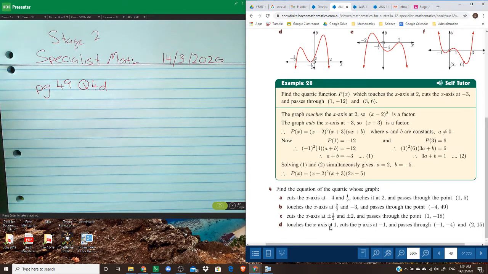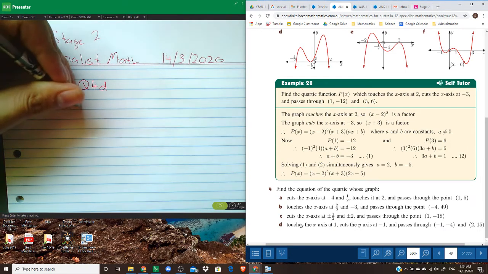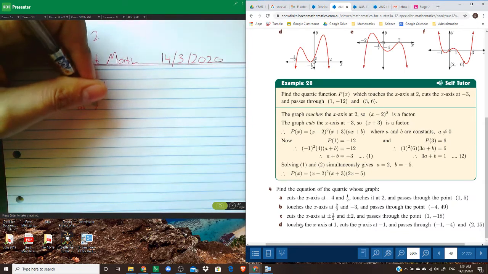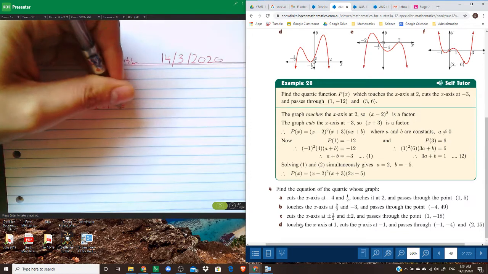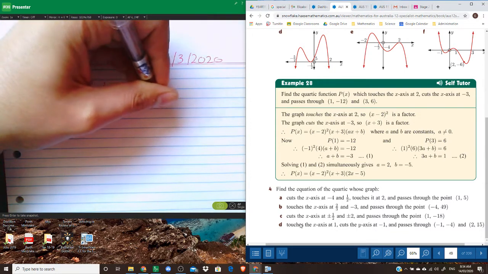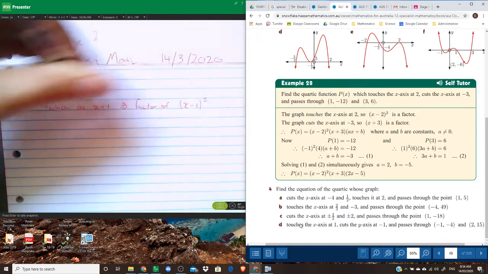It touches at the x-axis. All right, so let's just take this information. We touch at x equals 1. That implies we have a factor of (x minus 1) squared.